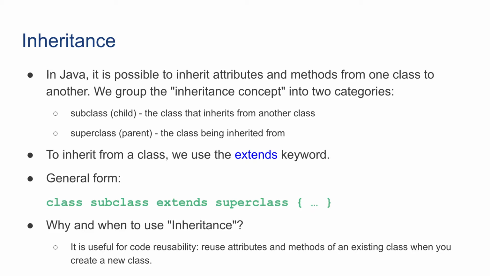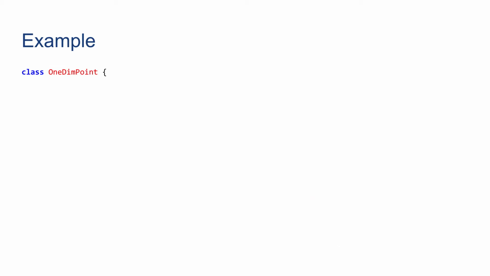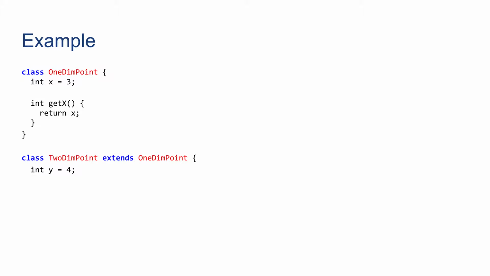And then let's see an example. So we have a class called OneDimPoint. It is a class for the one-dimensional point x, set to 3. It also has a method getX, which will return x. We have another class called TwoDimPoint, which is a two-dimensional point that extends OneDimPoint. This class has a second dimension y that is set to 4 in this case, and a method to return y. So the getY method will return y.